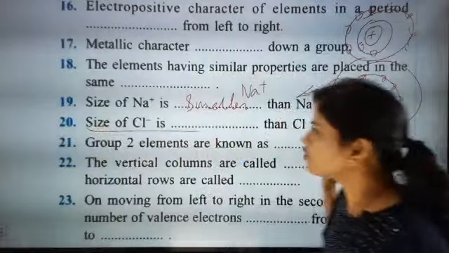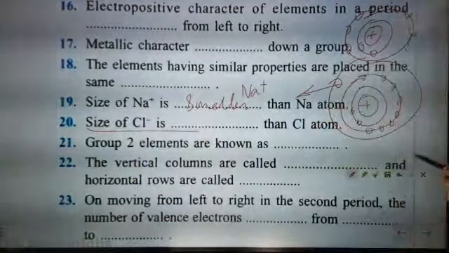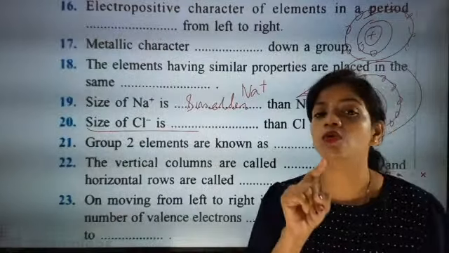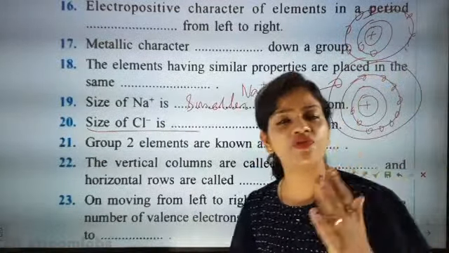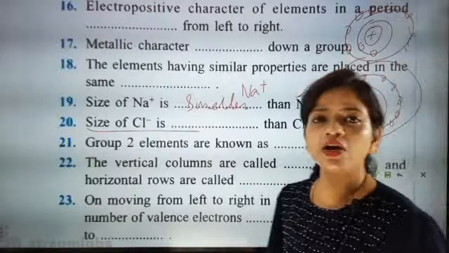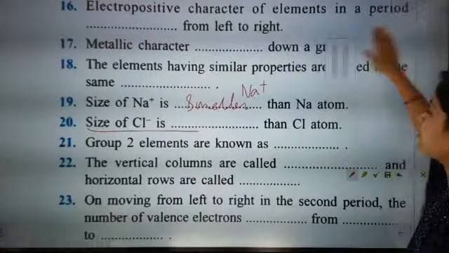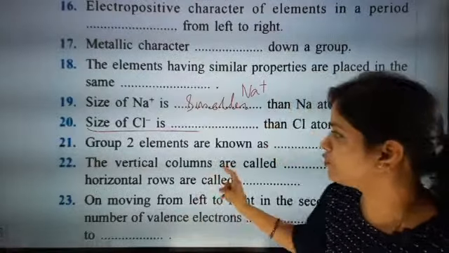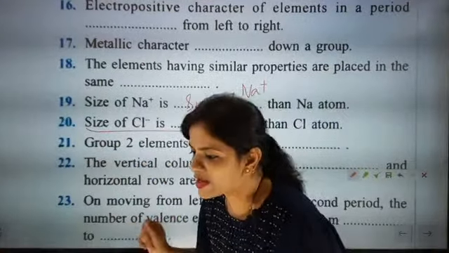Okay. Size of chlorine ion is dash. Come on, go for the next question, the 20th question. You personally account for your answers today and personally give answers. What your friends are doing, what they are writing, that is not important. How you are answering or handling the question is very important for you today. So size of chlorine ion is dash than chlorine atom. Come on, quickly answer the question.